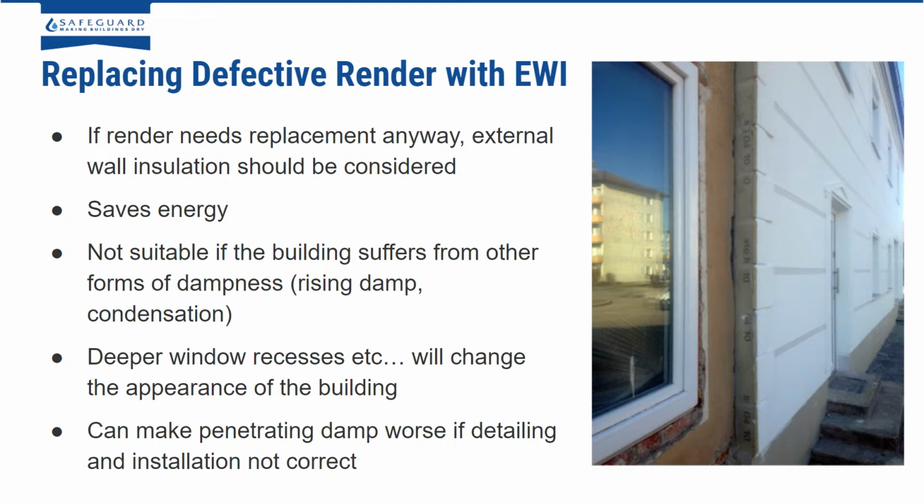I suppose the other thing to consider is the effect if you do have residual moisture in your wall as a result of penetrating damp or other forms of dampness, and you install external wall insulation, reducing the ability of the wall to evaporate out externally. Yes, so it can make a small problem seem worse than it originally was.